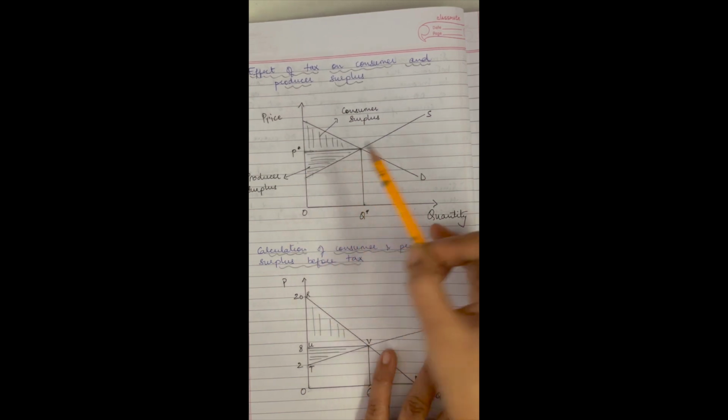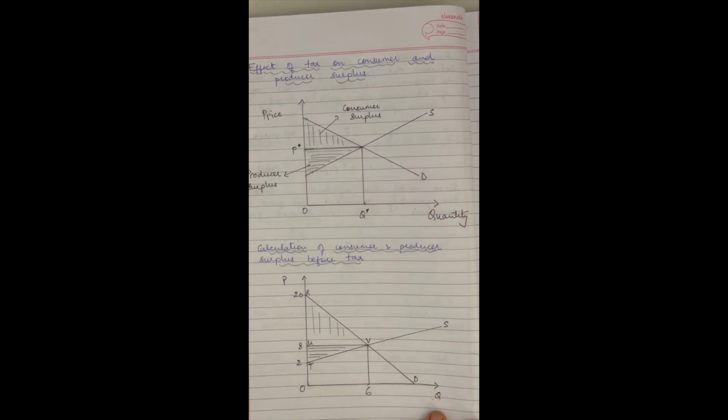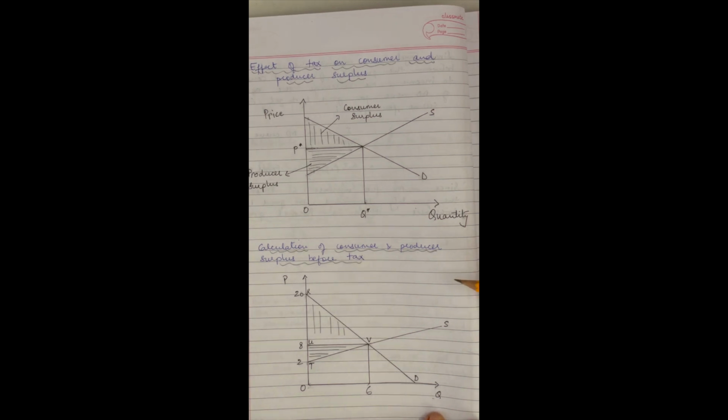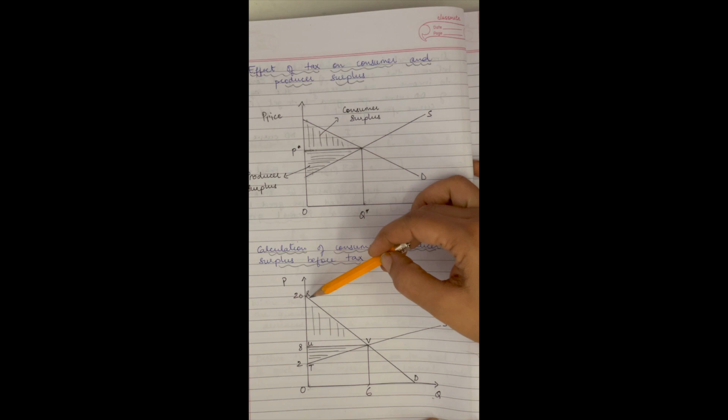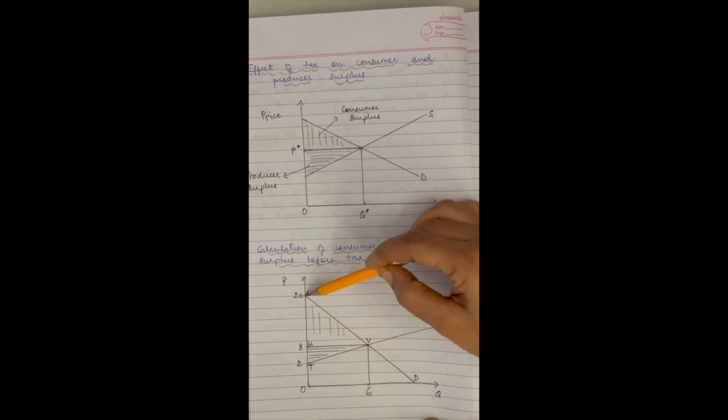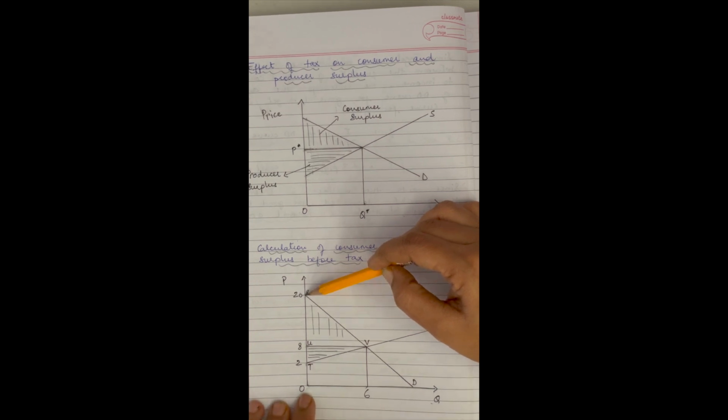So this triangle is my producer surplus. Now before going into how consumer and producer surplus get affected with tax, let's calculate consumer and producer surplus before the tax. In this diagram I have taken hypothetical figures. I have 20 where my demand curve intersects the y-axis. Basically it says that when the price is 20, my demand is 0. That's what it says, right? So I have taken the price as 20.